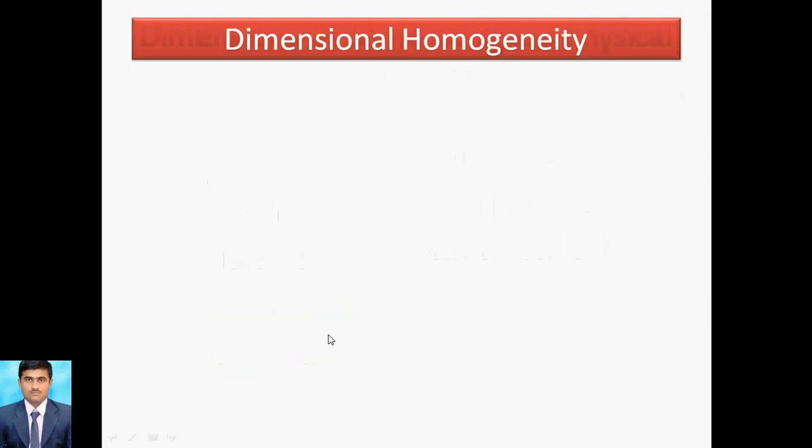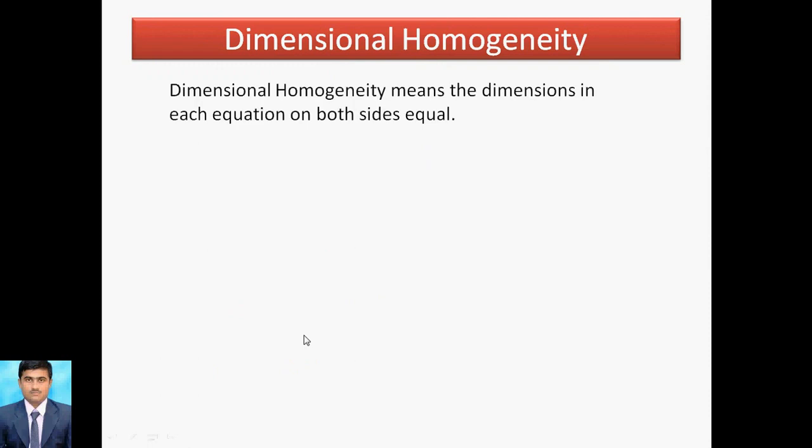Okay, the next point is dimensional homogeneity. Dimensional homogeneity means that the dimensions of each equation on both sides are equal. So if you consider LHS and RHS, that means left hand side and right hand side, they will be the same. That you can call dimensional homogeneity.